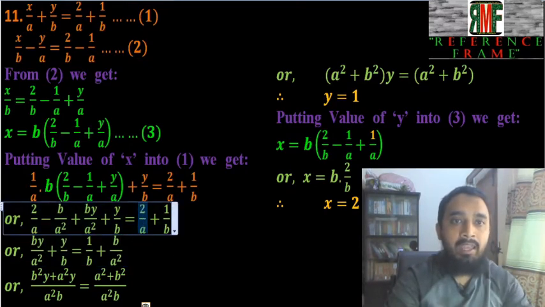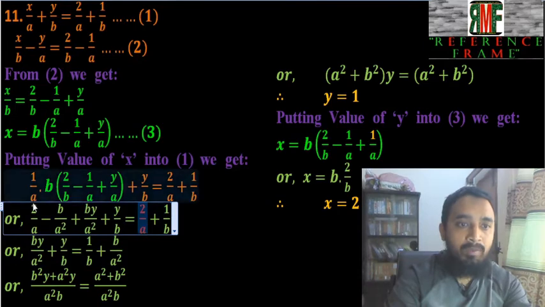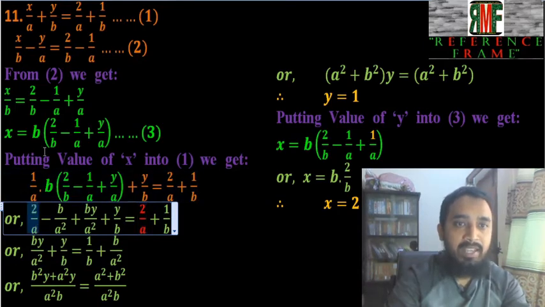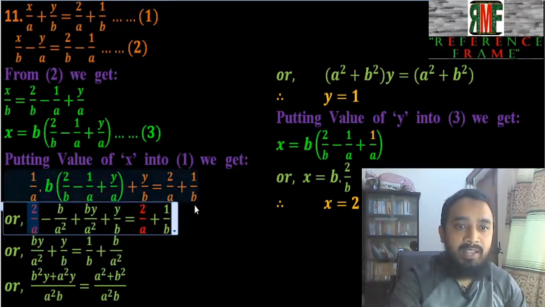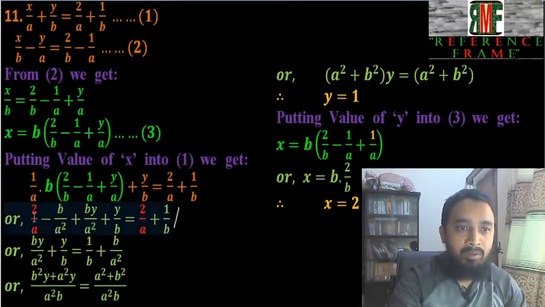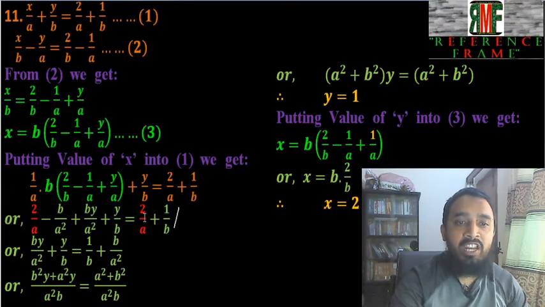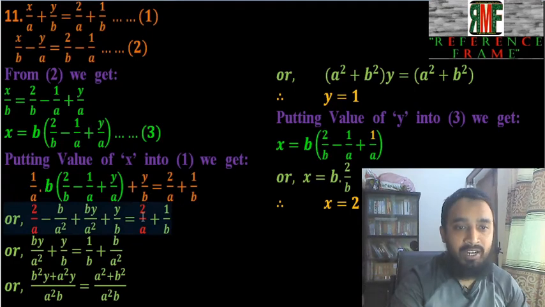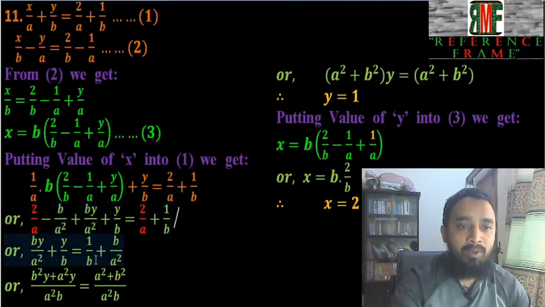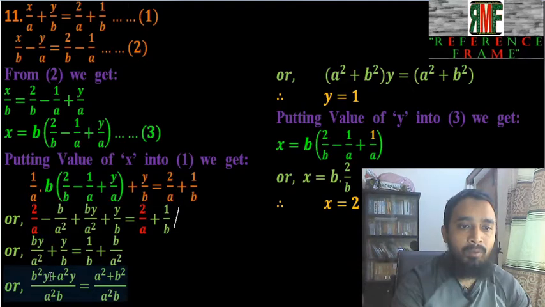Now what about 2 by a? Look, 2 by a here and 2 by a here, both with the same sign and on different sides, marked with red. So by the cancellation law of addition, we can omit 2 by a from both sides, just like the cancellation law of multiplication, since again they have the same sign. So now we take the LCM on both sides. Here we get b square y plus a square y, divided by a square b, is equal to a square plus b square by a square b.